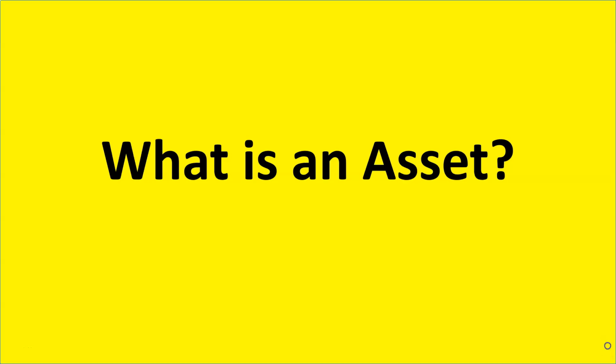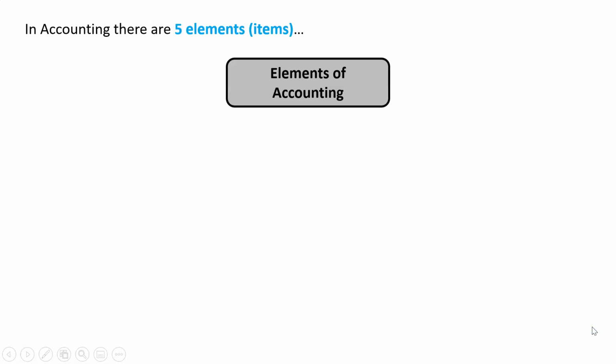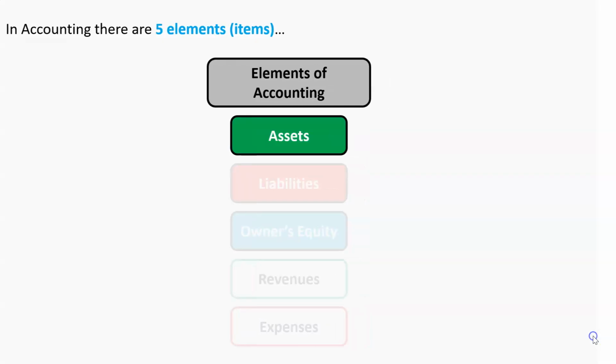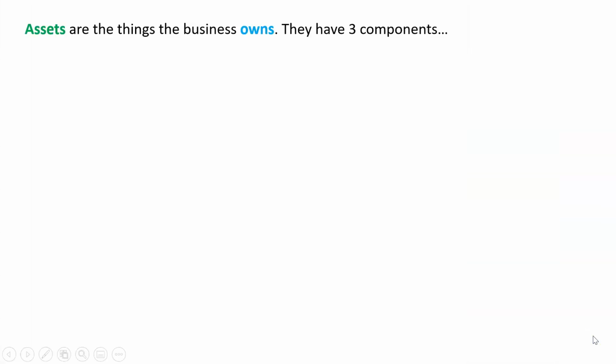What is an asset? An asset is part of a group of things called the elements of accounting, and there are 5 of them. There's assets, liabilities, owner's equities, revenues, and expenses. And we're going to deal with assets, and simply an asset is something the business owns. So that's the easy answer.